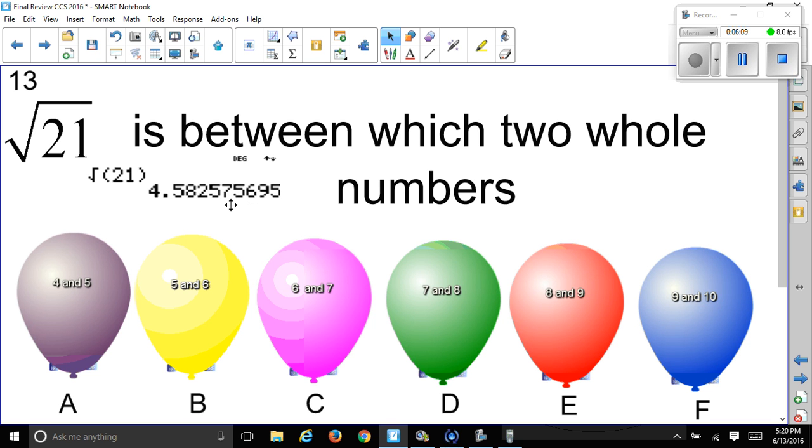So it's between two whole numbers. Well, the first whole number would be 4, so I'm looking at 4.5, which is a little bit more than 4 but less than 5, so I would go with choice A. And yes, that's my answer, choice A, between 4 and 5. Once I use my calculator to find out how much the square root of 21 is, it's just a matter of looking at which numbers it would be in between.